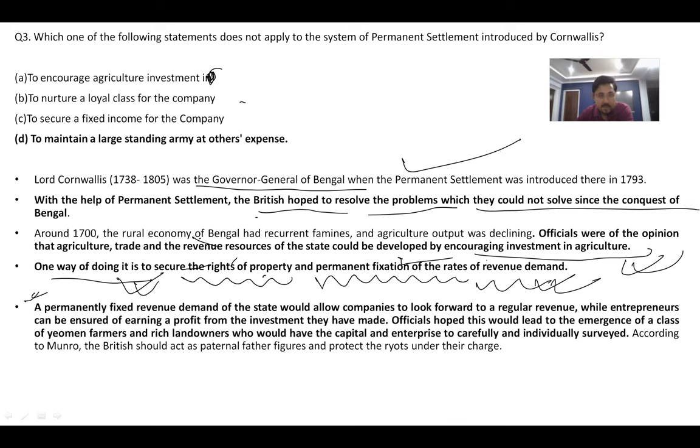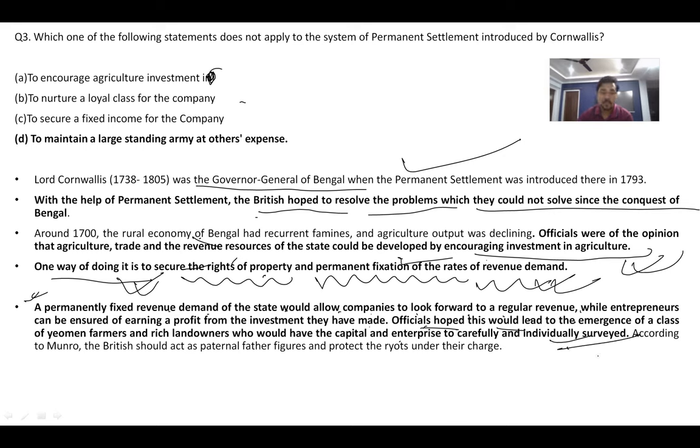A permanently fixed revenue demand of the state would allow the company to look forward to a regular revenue, a particular amount of revenue, while entrepreneurs could be ensured of earning a profit from the investment they had made. So British officials hoped that this would lead to the emergence of a class of yeoman farmers and rich landowners who would have the capital and enterprise to carefully and individually survey.